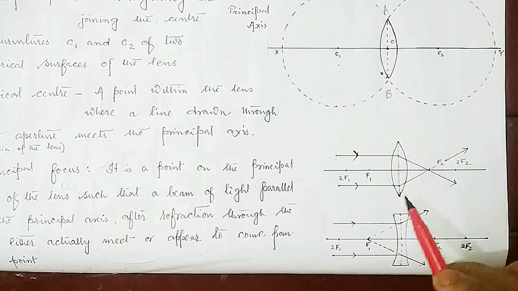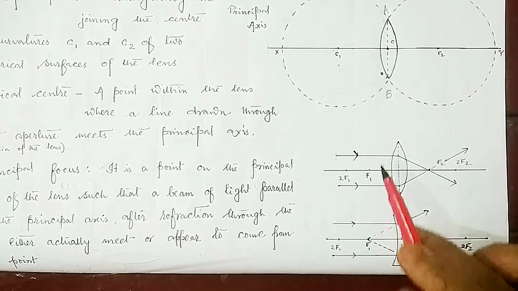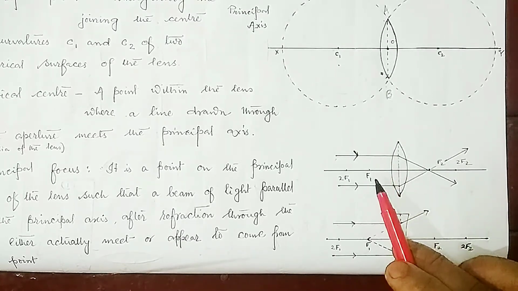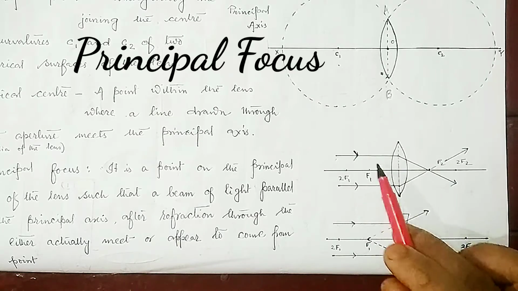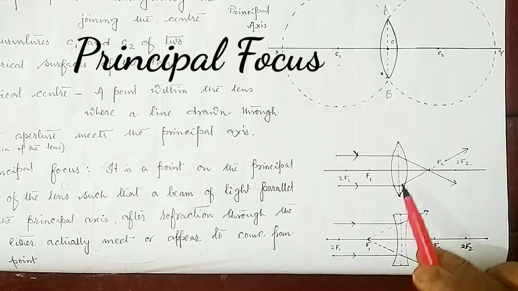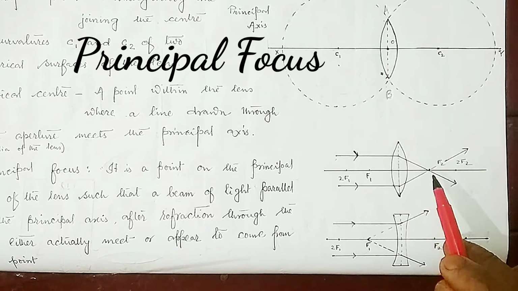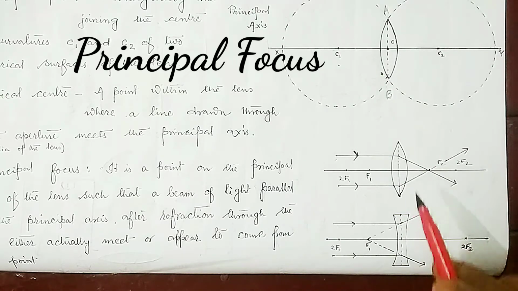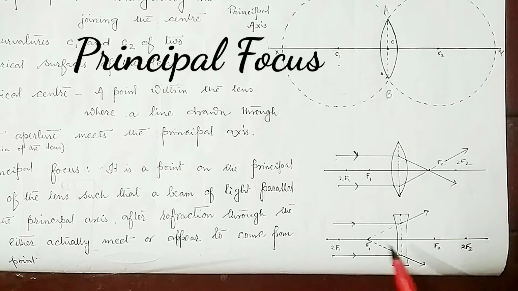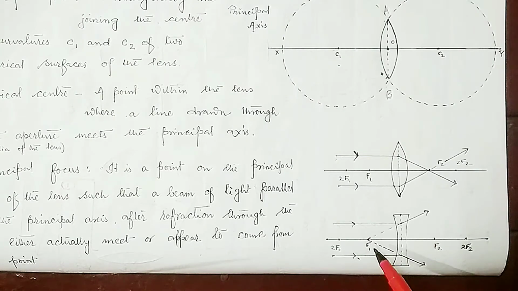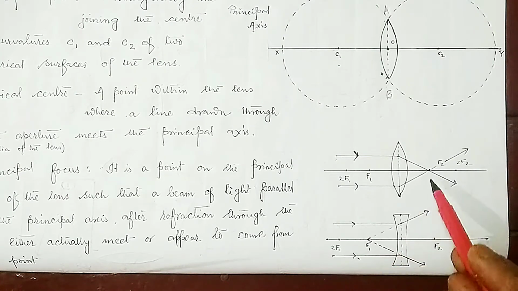Now this is a convex lens and we have considered two rays parallel to the principal axis. These rays, after refraction from the lens, meet at a point on the principal axis. That point is called the principal focus of the convex lens. In case of a concave lens, these rays are parallel to the principal axis. After refraction, they diverge in such a way as if they are coming from this point on the principal axis. So these points are termed the principal focus.